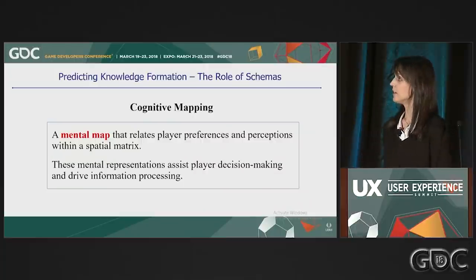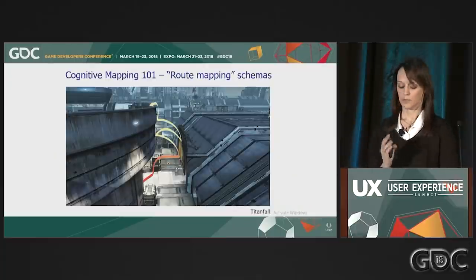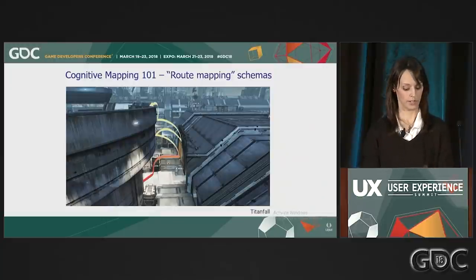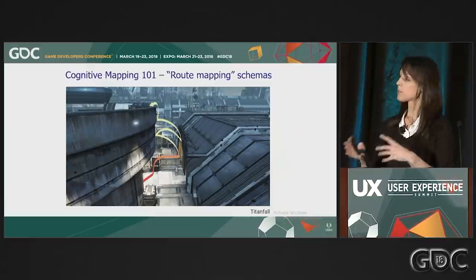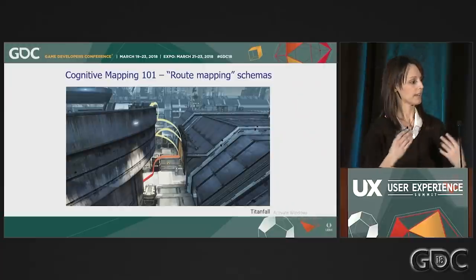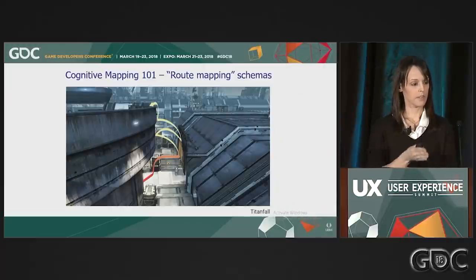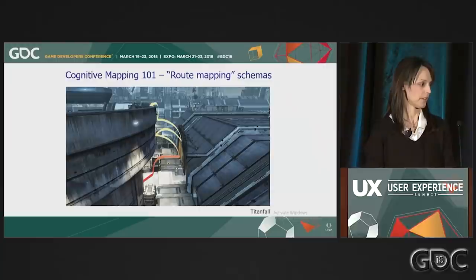And in the case here of Titanfall, this is a bit of an older image now, but still relevant. Players are using their schemas to navigate their game spaces to help them understand streamlined thinking, where they are, where they need to go, and what might be in their way. So for a game like this, I understand that I can jump or parkour my way from point A to point B, and through this exact route, that's how I'm going to get there.